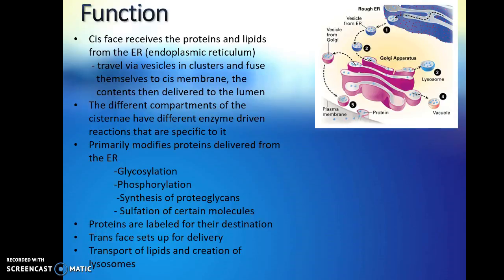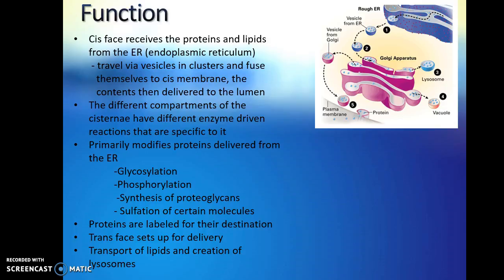The function of the Golgi apparatus is complex and vital to the cell overall. The Golgi apparatus receives a large number of synthesized macromolecules from the endoplasmic reticulum via vesicles. These vesicles attach themselves to the cell membrane, and the contents are then delivered to the lumen. The macromolecules are sorted, and the primary function of the Golgi apparatus is the modification of the macromolecules. Special enzymes within the different compartments of the cisternae allow for this modification.